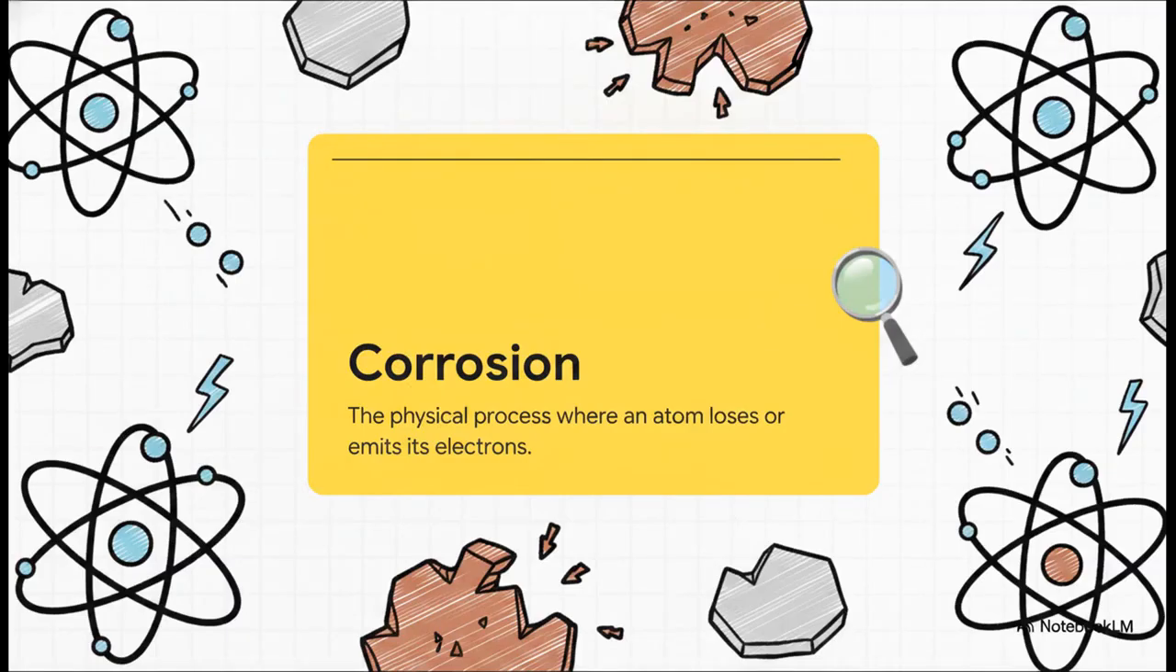Here is the absolute core definition. Corrosion is the loss or emission of electrons. It's not just a piece of metal getting old or dirt piling up on it. At the foundational atomic level, corrosion is strictly the act of an atom having its electrons stripped away. Bottom line, if electrons are leaving the material, it is corroding.